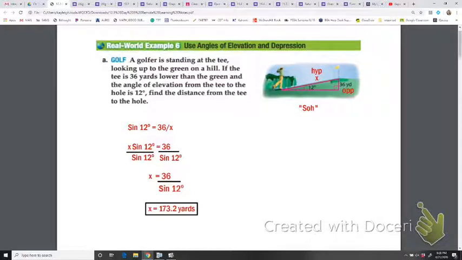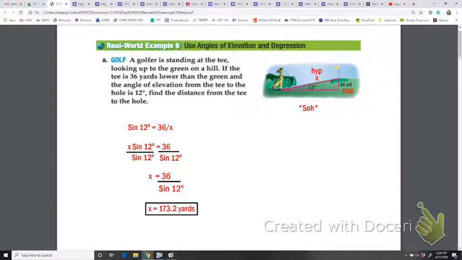So we have a golfer standing at the tee, looking up to the green on the hill. So you can see him pictured there. If the tee is 36 yards lower than the green, and the angle of elevation from the tee to the hole is 12 degrees, find the distance from the tee to the hole. So if you like to golf, here's a real life situation where you can use trigonometry or these trig ratios.